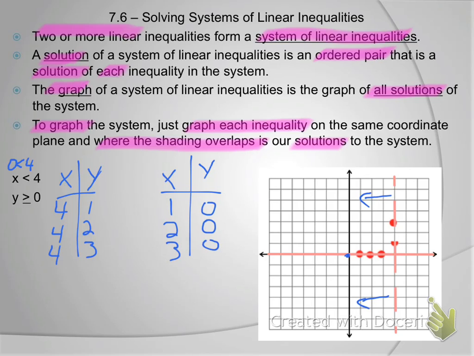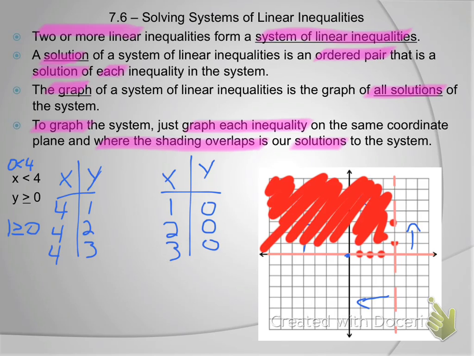The second one, y is greater than or equal to 0. I'm going to use the test point of 1, 1. And so 1 is greater than or equal to 0. That is a true statement, and so I go above my horizontal line. Then all I have to do is see that these overlap in this little rectangle over here, because it's above my horizontal line and to the left of my vertical line.